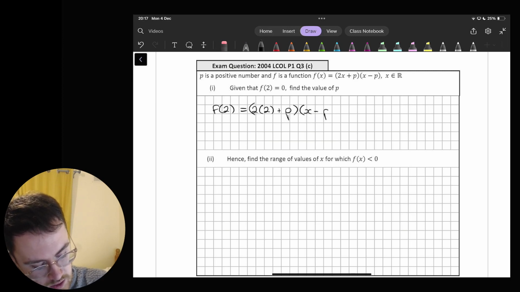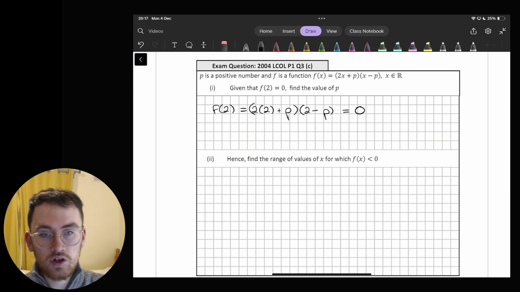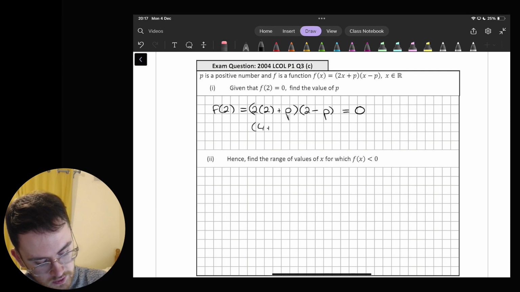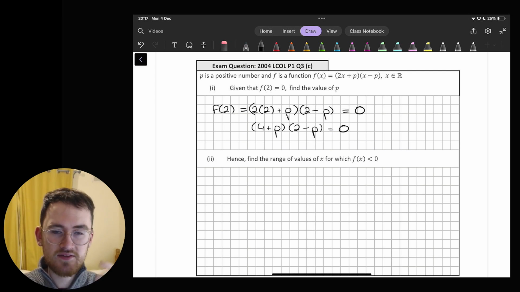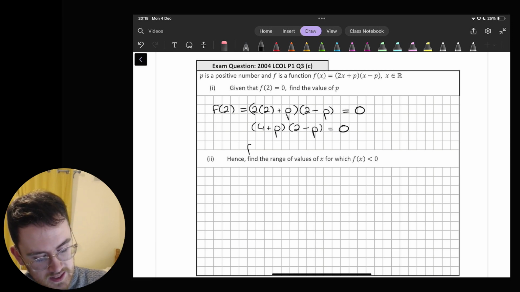and noting as well then that my answer here is 0. This should all be equal to 0. So I have 4 plus p and I have 2 minus p equals 0. Now we hopefully recognize this part as that end part of your quadratics where you have your two factors. So I take each of those, put them equal to 0, and I get an answer of p equals -4 and p equals 2.